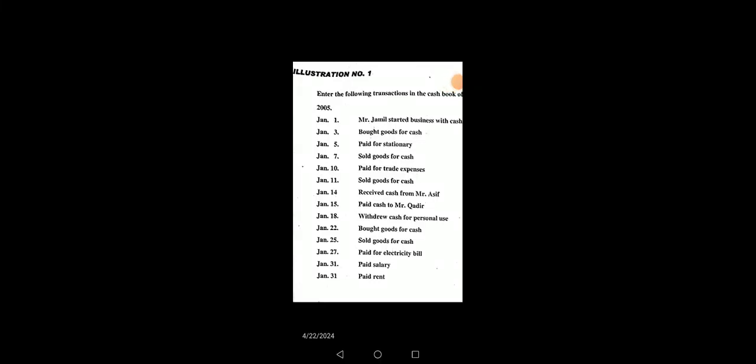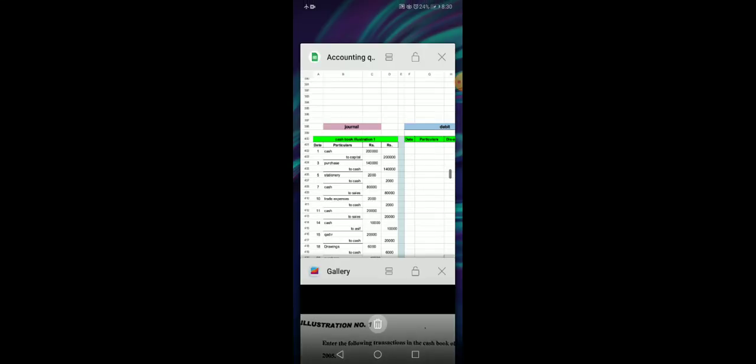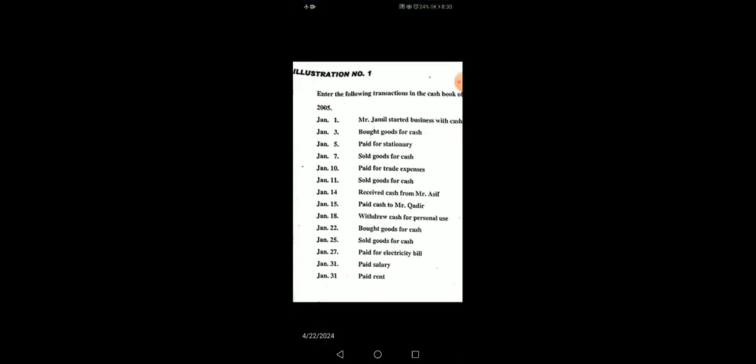We have completed half of this question, and that was the general part. Whatever transactions were present in our question from January 1 to January 31, we have converted into journal entries and recorded in the journal. We have journalized the transactions available in the question. And now our second responsibility is to convert these journal entries into ledgers.